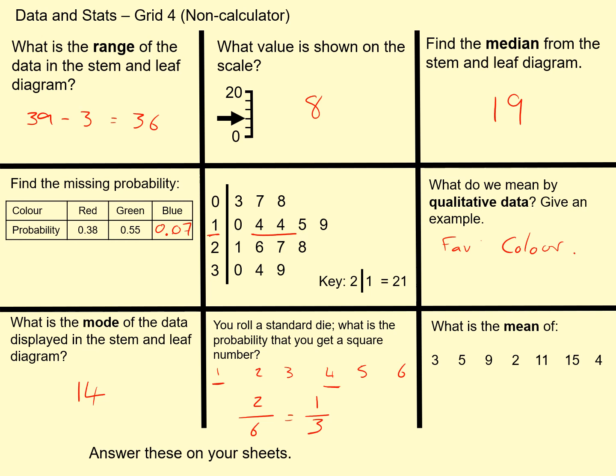And then the last question, it says what is the mean of these numbers? So we need to add all these numbers together and then divide by how many there are. So let's have a look. There's 1, 2, 3, 4, 5, 6, 7 numbers. If we add them all together, that's 49. Divide by 7 because there are 7 of them. So the mean average is 7, because 49 divided by 7 is 7. And that's the data and stats quiz.